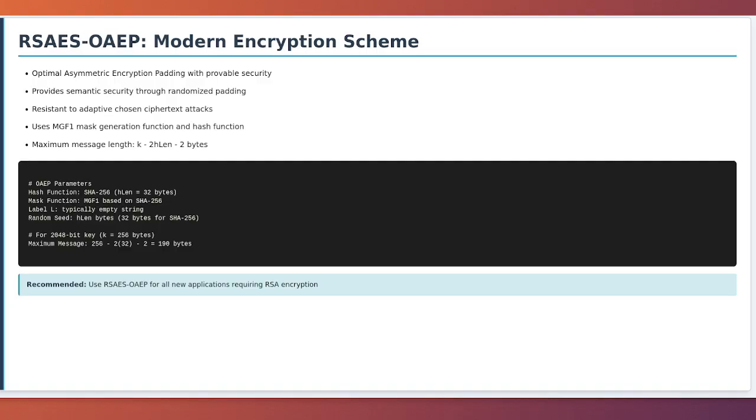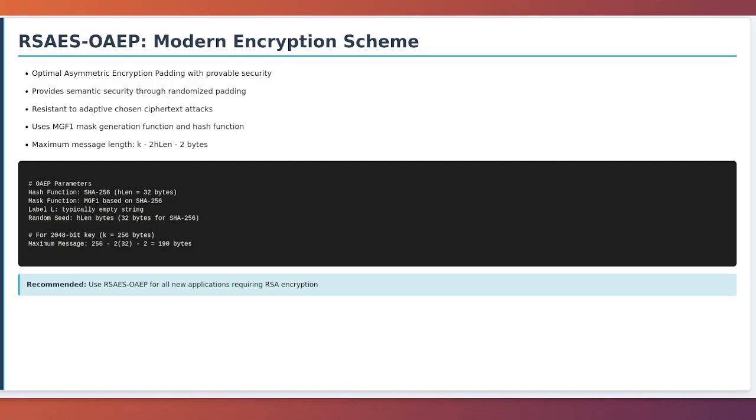The padding process uses a mask generation function, typically MGF1, based on a hash function like SHA-256. The seed is used to generate a mask that gets XORed with the padded message. Then the masked message is used to generate another mask that gets XORed with the seed. This two-step masking process creates a data block that has properties that make it secure against adaptive chosen ciphertext attacks.